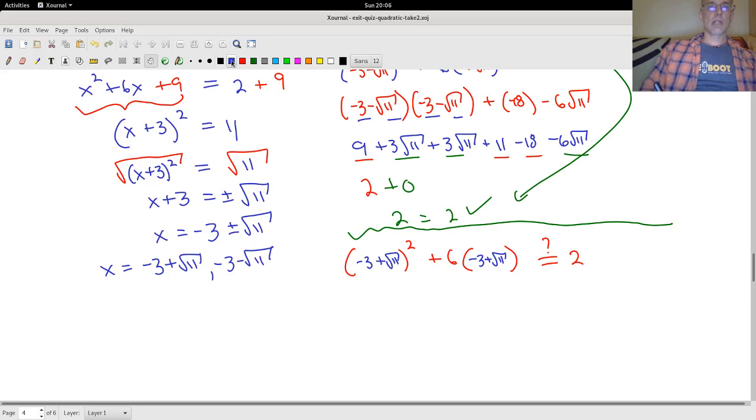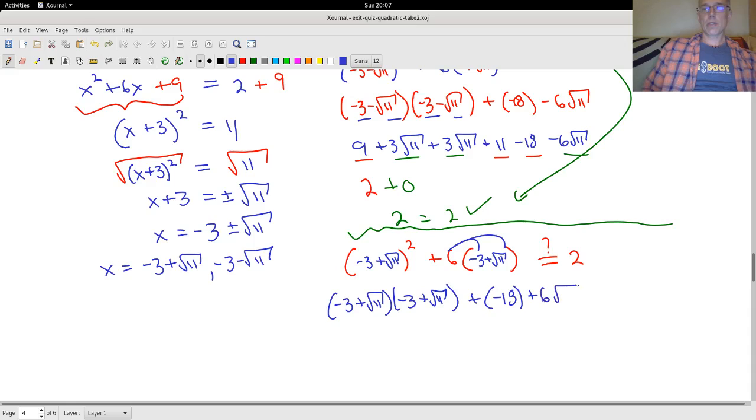Alright, so what do we get there? Well, square means multiply by itself, so that's negative 3 plus the square root of 11 times negative 3 plus the square root of 11. And then we have plus 6 distributes, so that's going to be a negative 18 plus 6 square root of 11.